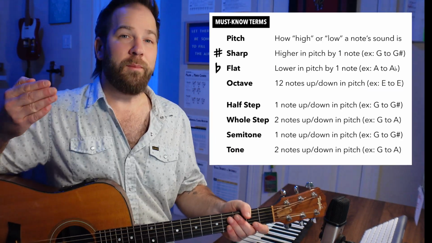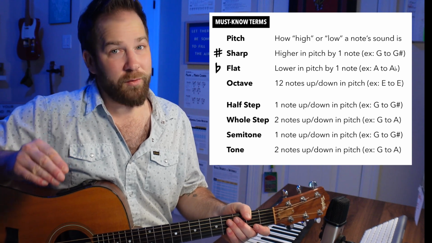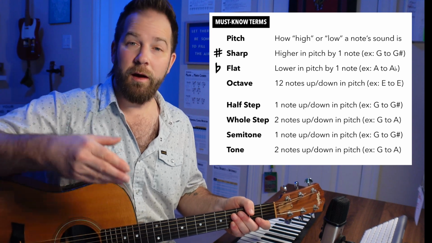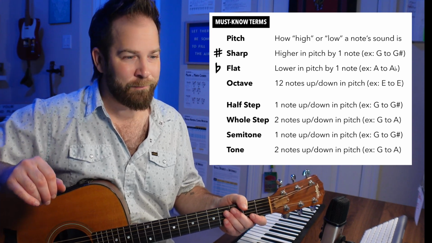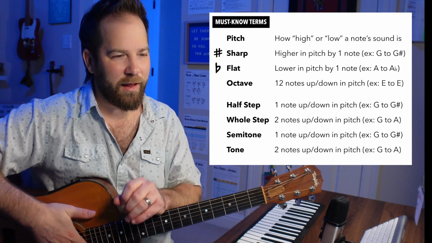So really quick, let's look at some terminology we're going to need when it comes to these 12 notes, right? These are some must-know terms here. We already talked about pitch. That's how high or low a certain sound is. So we have that one covered. Sharp and flat, really quick. I want to tackle these to make sure you understand that.